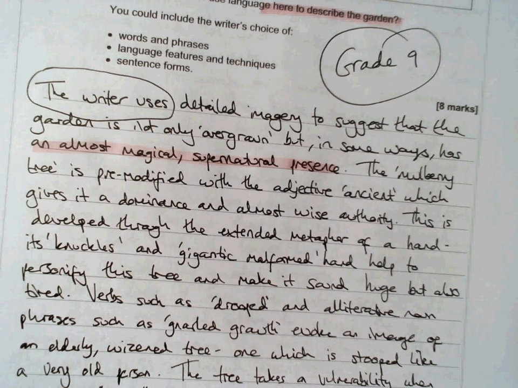So there's lots of things I could focus in on. I could look at the weeds, I could look at the fact it's overgrown, but to me the key thing that's zoomed in on in this description is the mulberry tree. That's the focus of the garden.